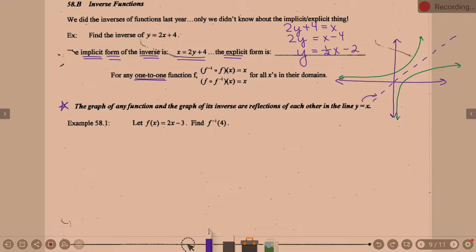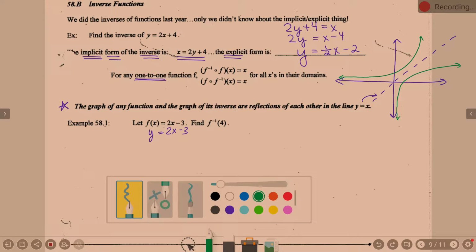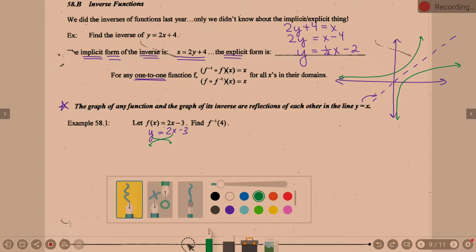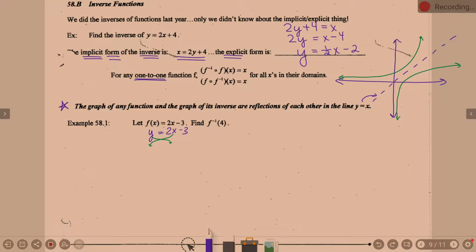We have to find the inverse. What's my first step in finding the inverse? Switch the variables, which, what do you guys know f of x to be? That's y. So if you want to briefly think, it's y equals 2x minus 3 officially. But then to actually find the inverse, I'm going to switch x and y. And so instead of saying y equals, I'm going to write x equals. Instead of 2x minus 3, I'm going to say 2y minus 3.